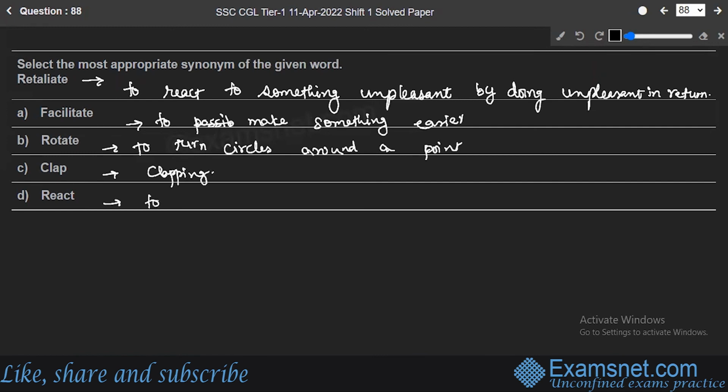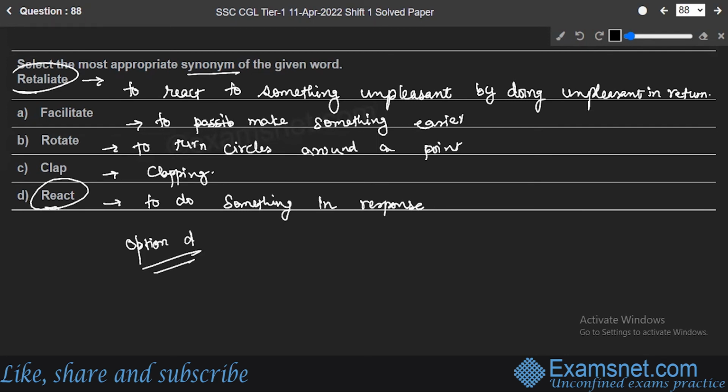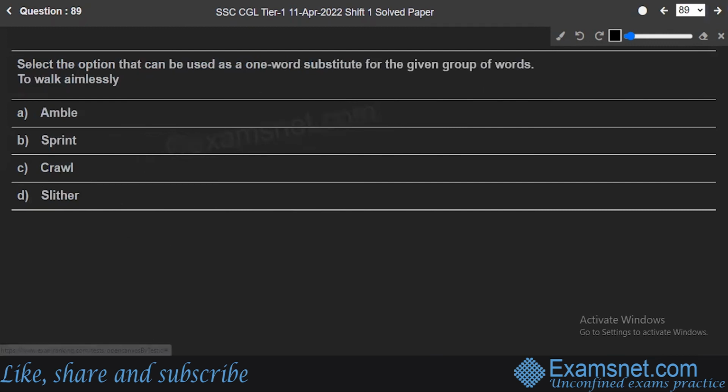React means to do something in response to something. And you have to find out the synonym for the word retaliate. That means to react to something unpleasant by doing something unpleasant in return. The correct synonym for the word is option D, react. Right? Hope you're clear. All right, then let's move to the next question, 89.